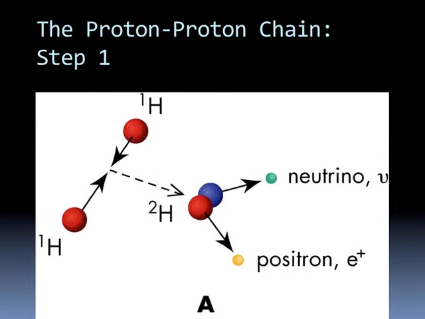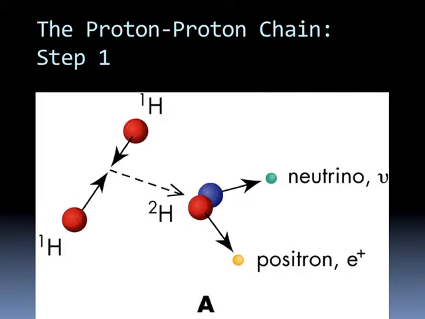So step 1 in the chain. I have 2 hydrogen nuclei, which is just a proton. And they have a high enough temperature, which means they have a high enough speed that if they're coming straight at each other, they'll actually touch. And when that happens, they'll stick together.